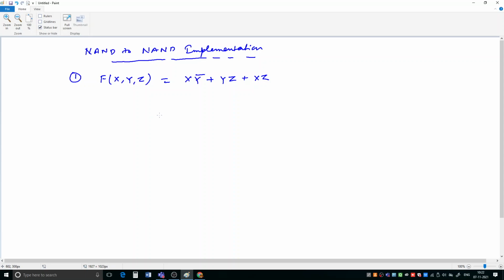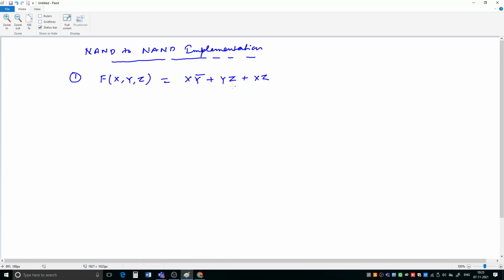The first step is that first you draw the circuit using the basic gates only. That basic gates means using AND, OR and NOT gates. Simply draw the simple circuit using basic gates. So first step I am going to perform. Simply draw this circuit using the basic gates.